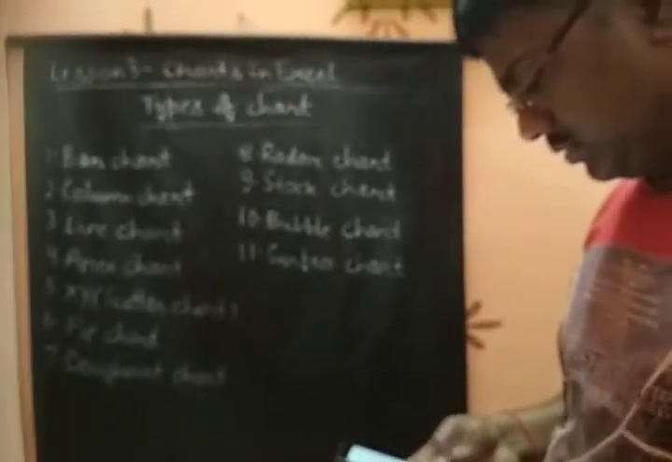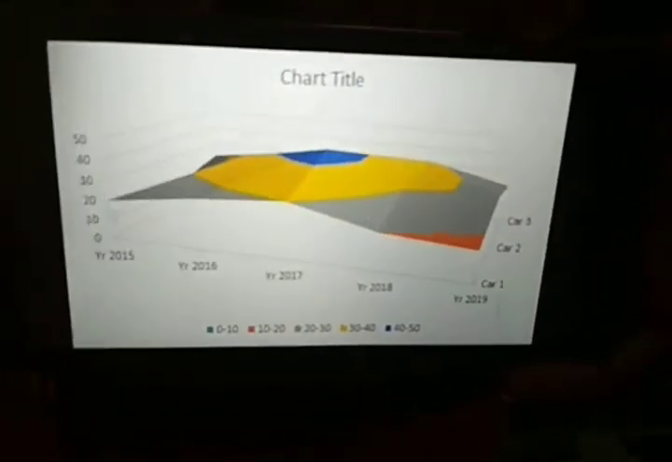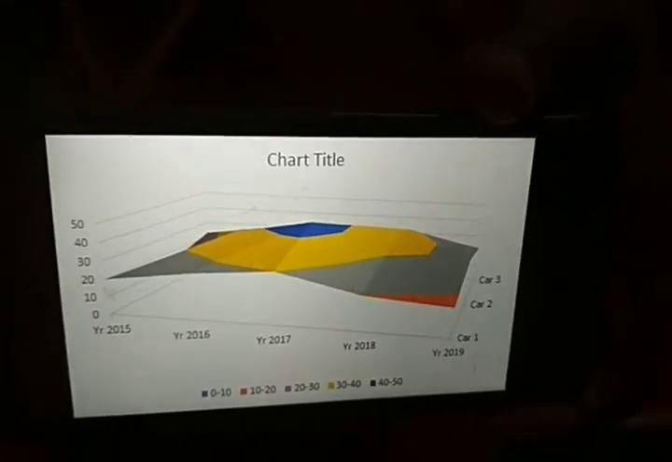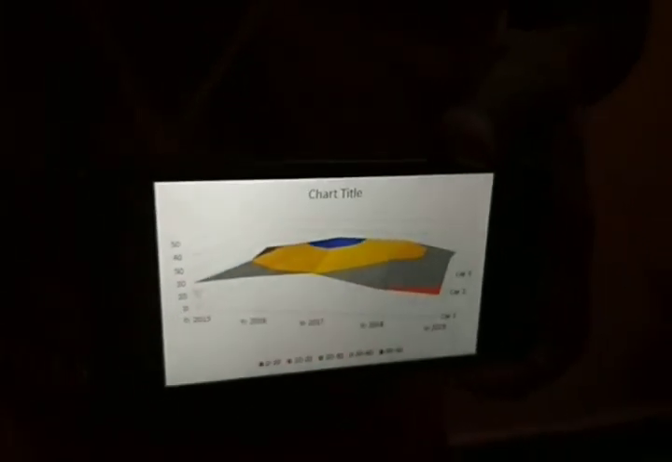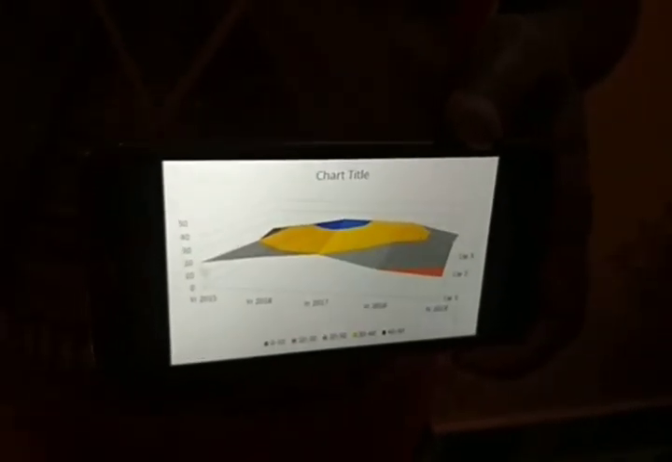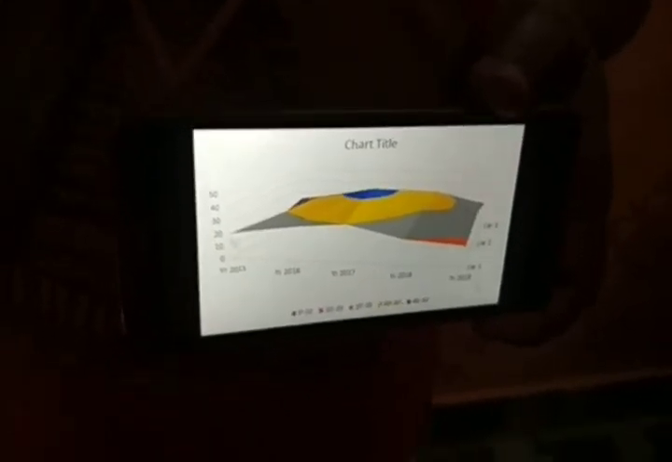Next and last is our surface chart. So this is the diagram of surface chart. The data arranged in columns and rows can be used for plotting a surface chart. So this type of chart is used to find optimum values between two data series. So it is used for plotting a graph between two data series. So this is the surface chart.